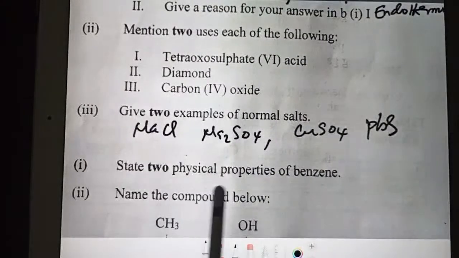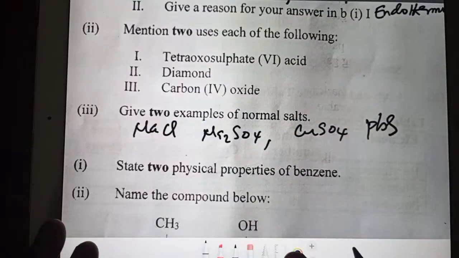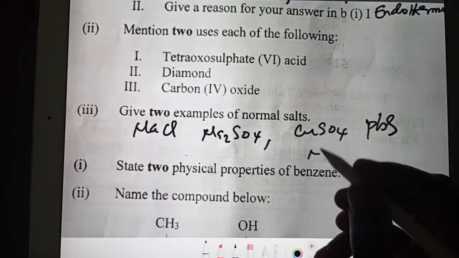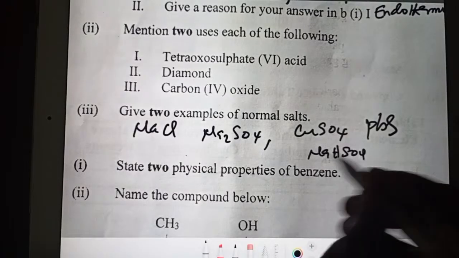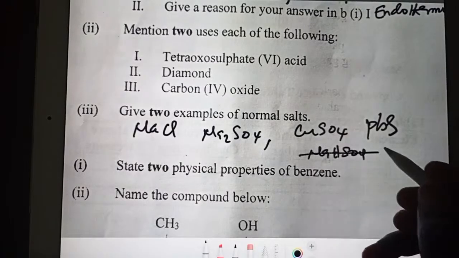Then state 2 physical properties. So you know that normal salts are formed when the replaceable hydrogen ions of an acid are completely replaced. There is no hydrogen left for them. But if I write NaHSO4, this is an acid salt and shouldn't be there.